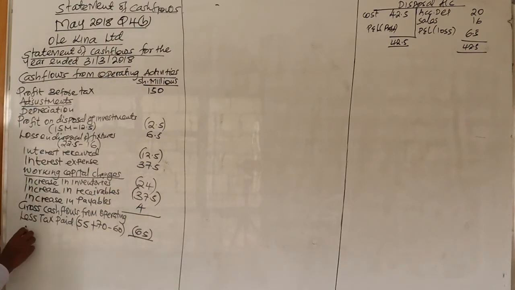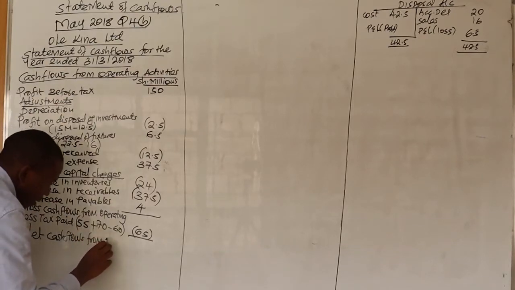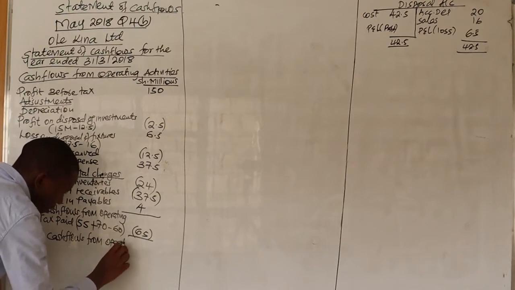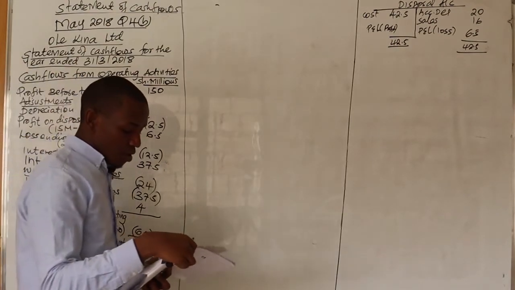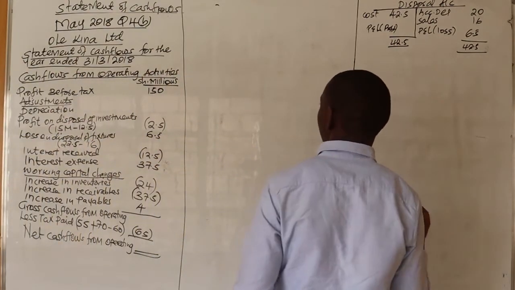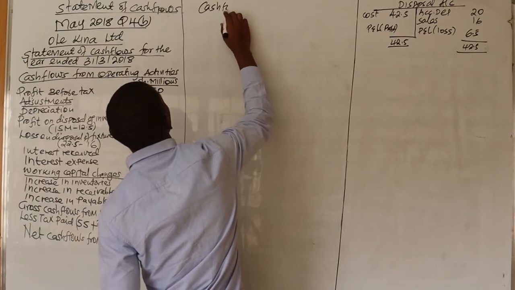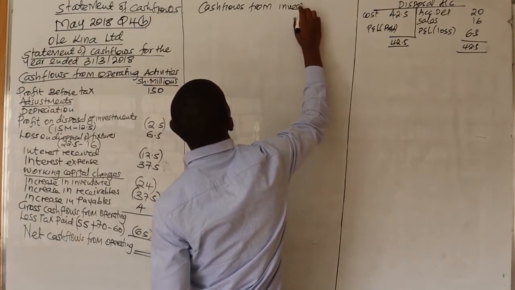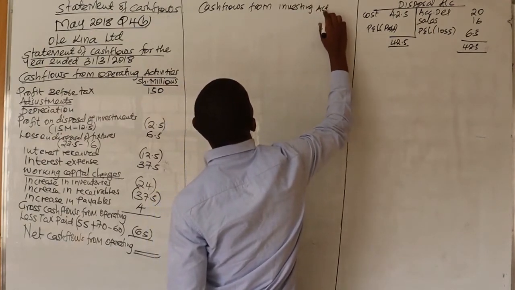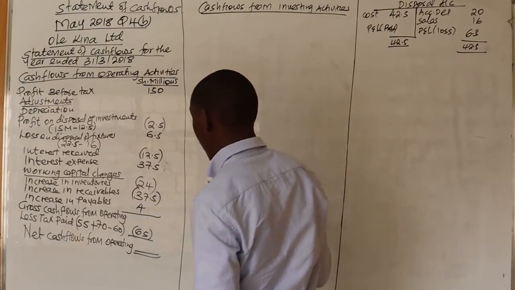So what you'll be able to get here is now the net cash flows from operating activities. We'll be able to get that value. So after you've done with that, you can now go to the second one, which is now the cash flows from investing activities.